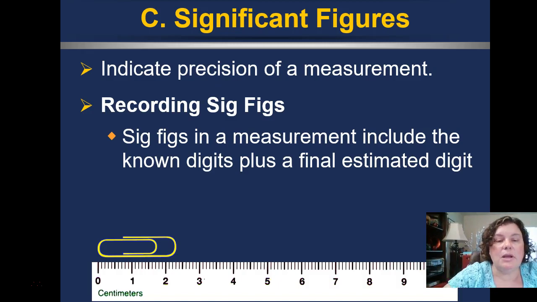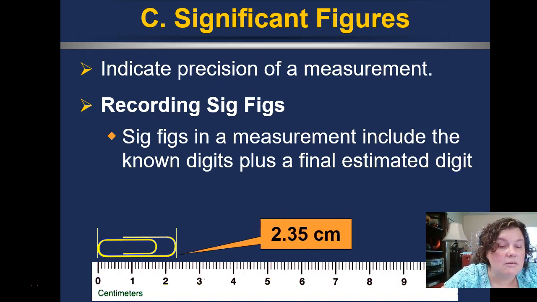So if we have this paper clip here and it looks like it's past the 2, it looks like it's past 2.3, just ever so slightly, you're going to come up with whatever that estimated digit is. If you think that's directly on the line, you could say that that's 2.30 centimeters and you would be okay. But if you think it's a little above the line, if you said 2.31, 2.35 centimeters, those are all acceptable values because that last estimated digit is yours, okay?